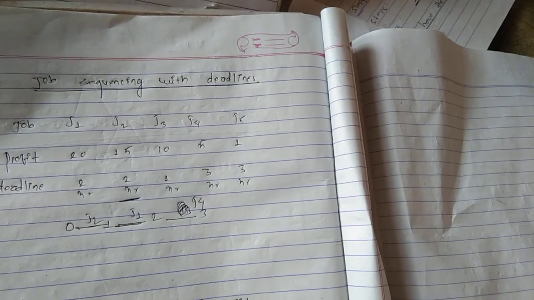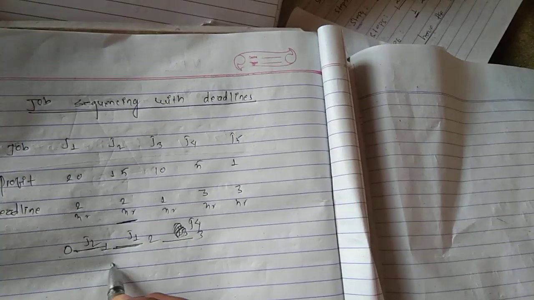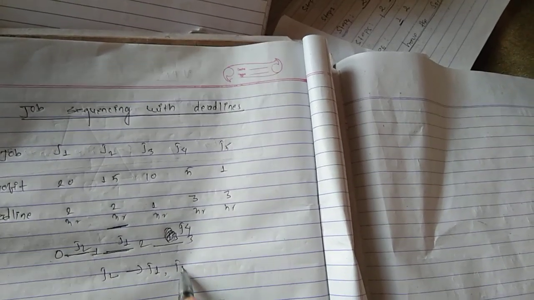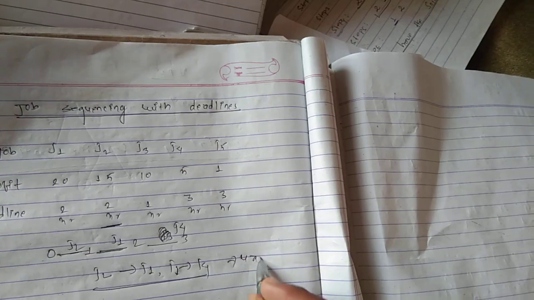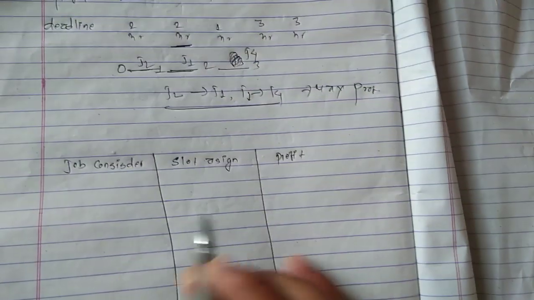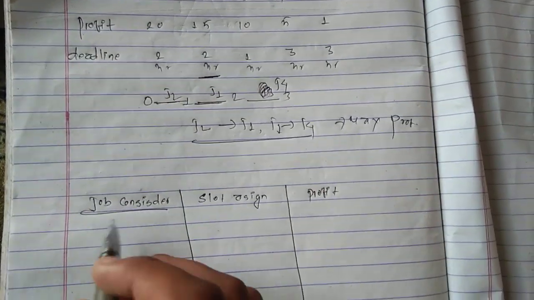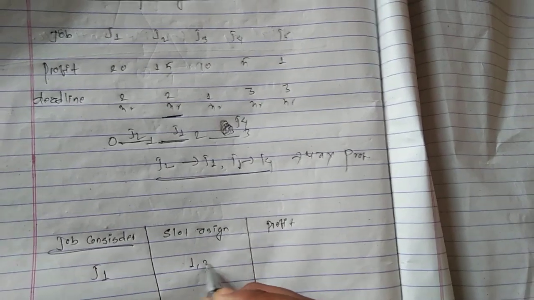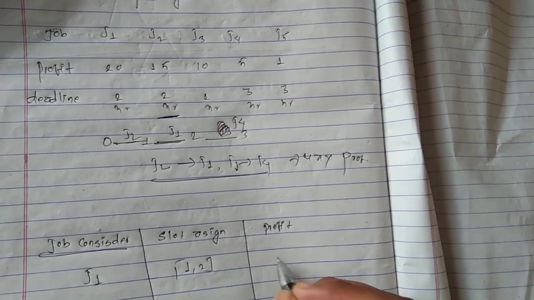So now we have this sequence: J2, J1, J4, and then we will get the maximum profit. So now the job considered is J1. The slot assigned is 1 to 2, and the profit is 20.